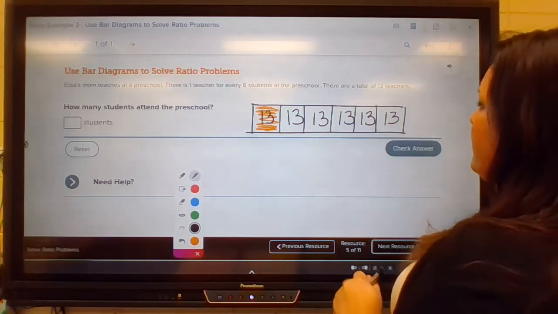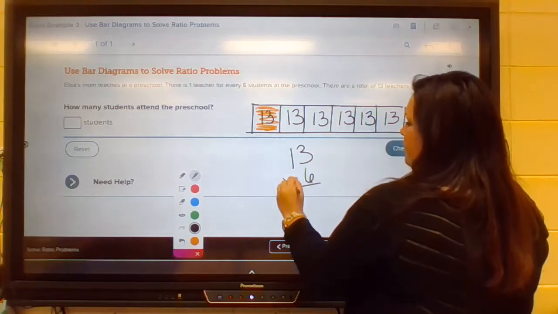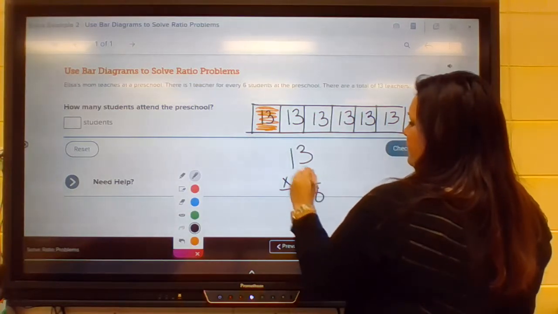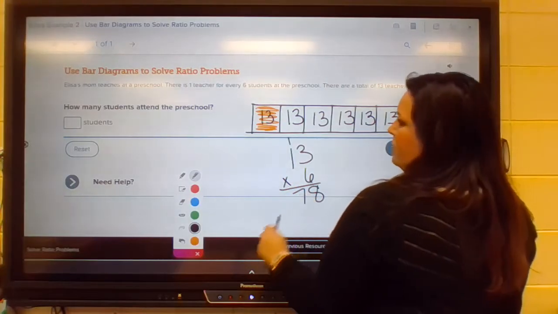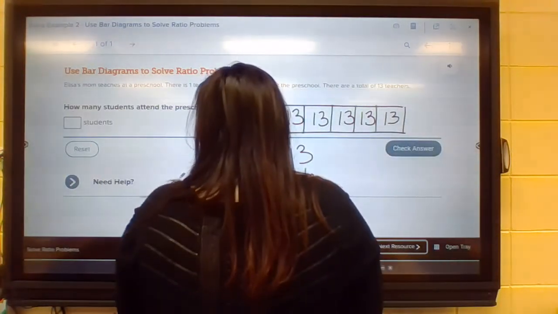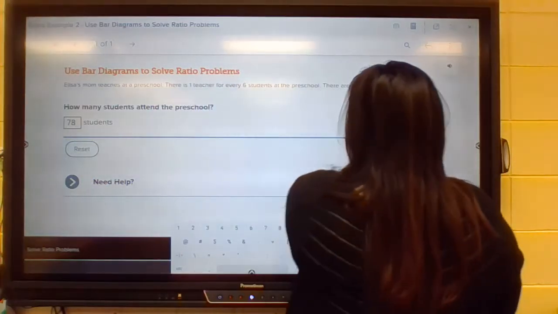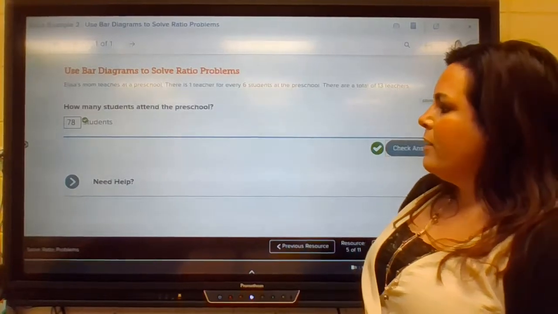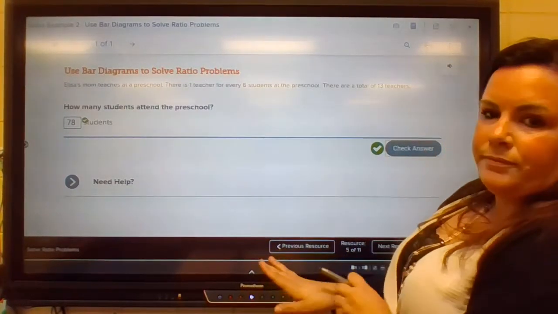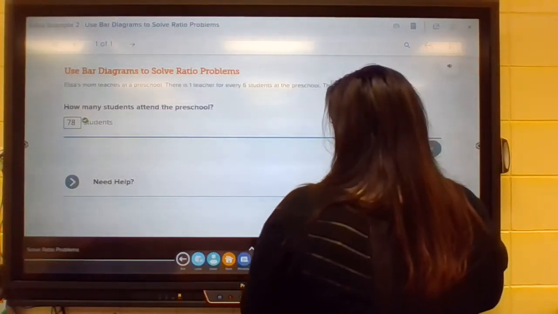Okay, so then we would multiply 13 times 6. 6 times 3 is 18, 6 times 1 is 6, plus 1 is 7. So when we solve that problem, we should have 78 students. So remember, draw the bar, break it into the total amount of sections, right?